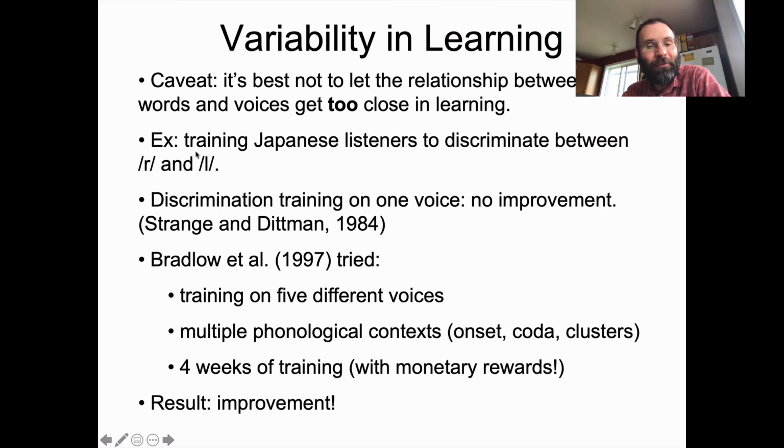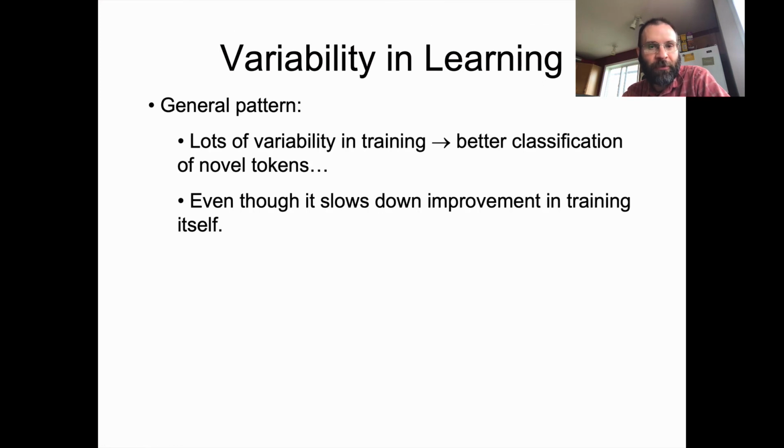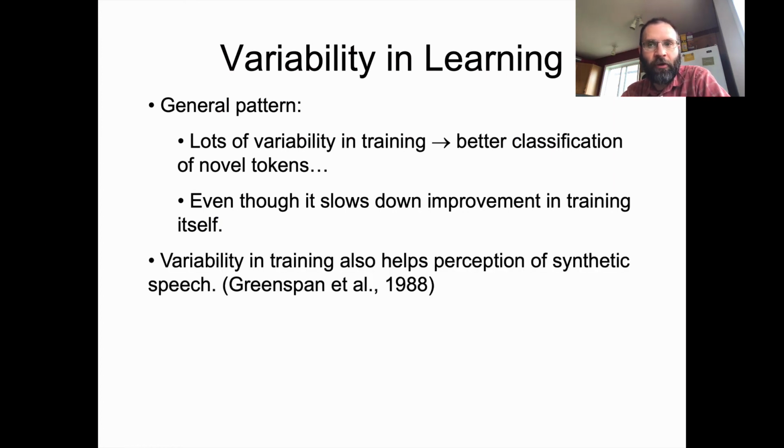And they did find that people actually got better. The Japanese listeners started to pick up this contrast between R and L over time. So it's possible, and it's likely, that the greater variability in the training materials helped them generalize to new tokens, as would be predicted by the exemplar model of speech perception. So lots of variability in training will lead to better classification of novel tokens, but it might slow down your learning process at the beginning. Over time it pays off because it forces you to learn how to incorporate greater variability in categories.